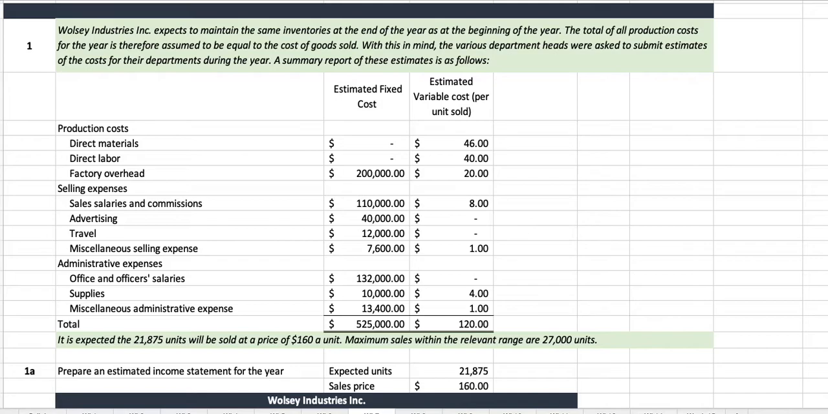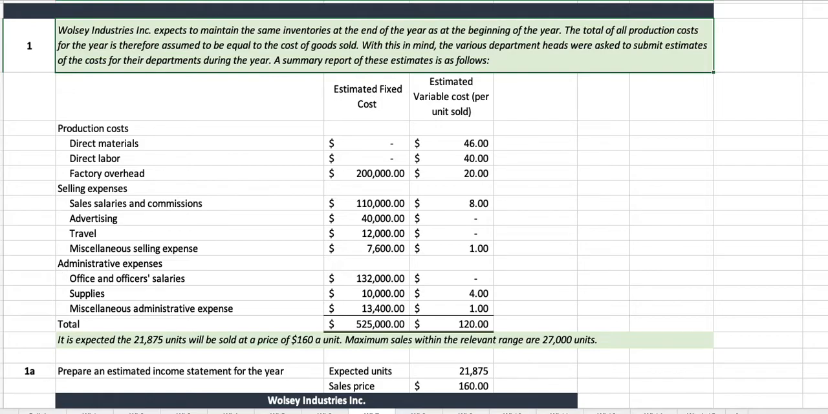In the video today, we will create an estimated income statement, calculate expected contribution margin ratio, determine break-even sales in units and in dollars, identify the expected margin of safety in dollars, and calculate operating leverage. So let's get started. In this problem set, we're working with Woolsey Industries.